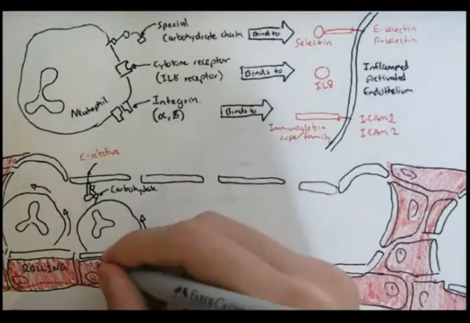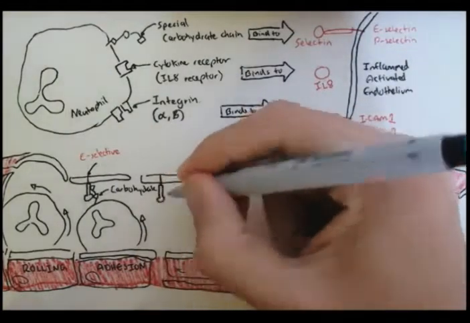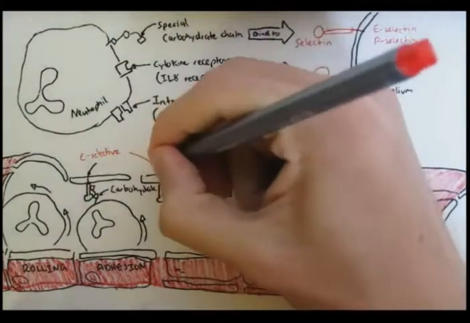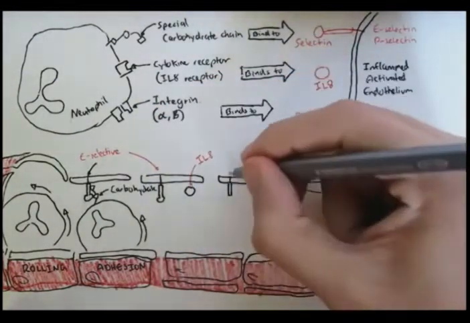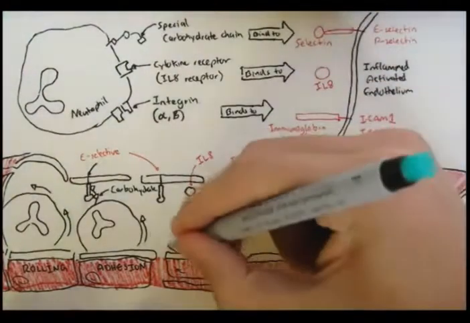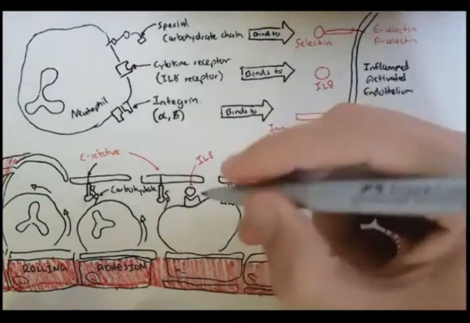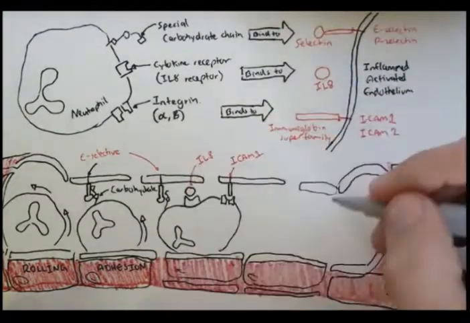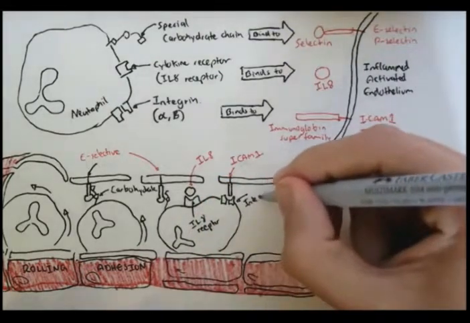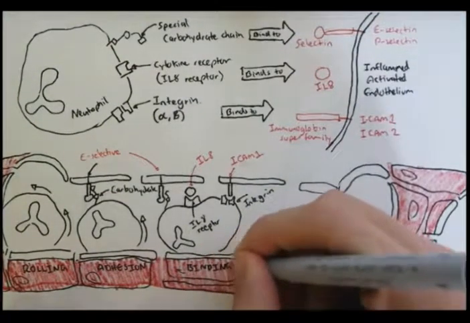adhesion is then followed by the binding process, the tight binding process, where the neutrophil binds to the interleukin 8 and the ICAM1 receptor with its interleukin 8 receptor and its integrin receptor. It still also binds to the E-selectin receptor with its special carbohydrate. Now this binding process is then followed by the diapedesis process, the main process we're looking at.